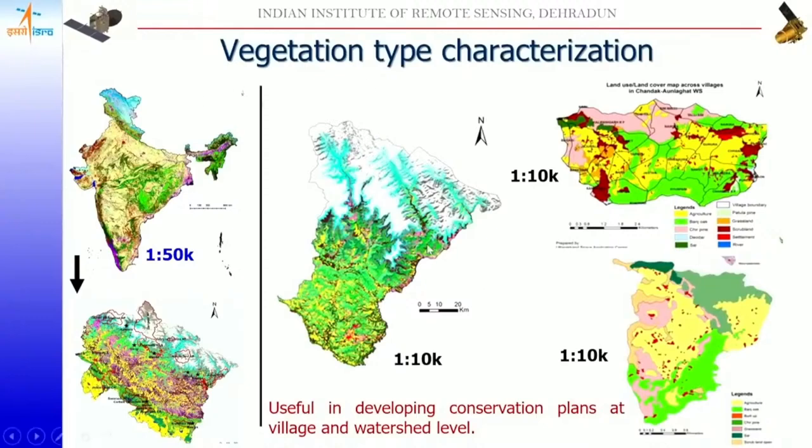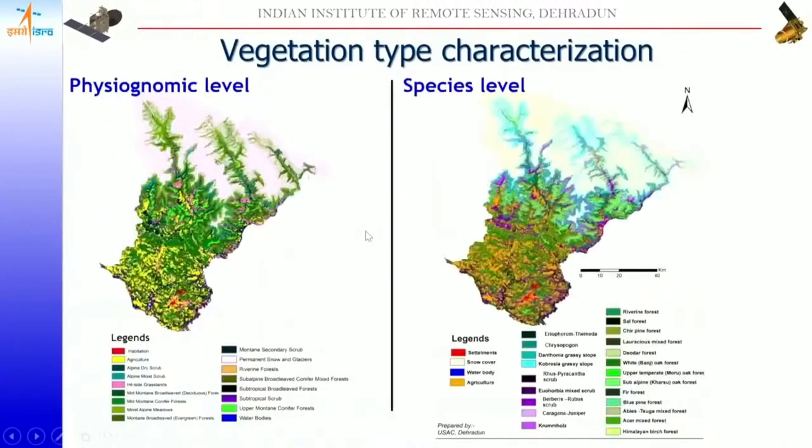But at the regional or the local level, we need finer data, 1:10,000 or 1:5,000 scale, with which we can develop the local level conservation plans at the village or the watershed levels. And this is all possible through the remote sensing and the GIS also.